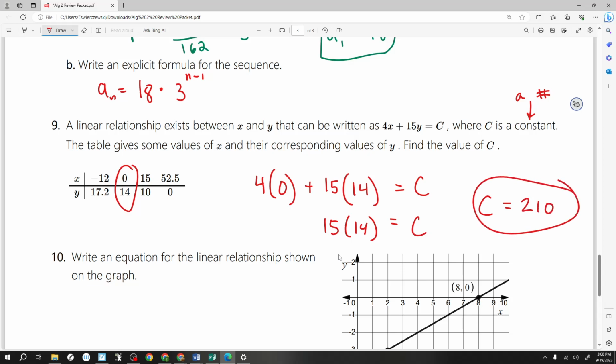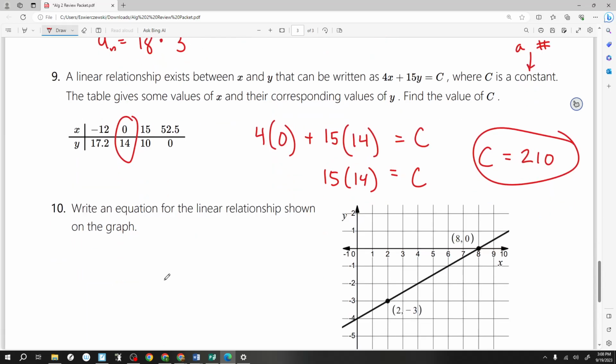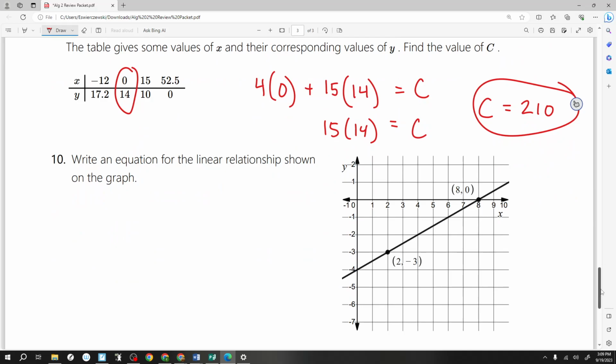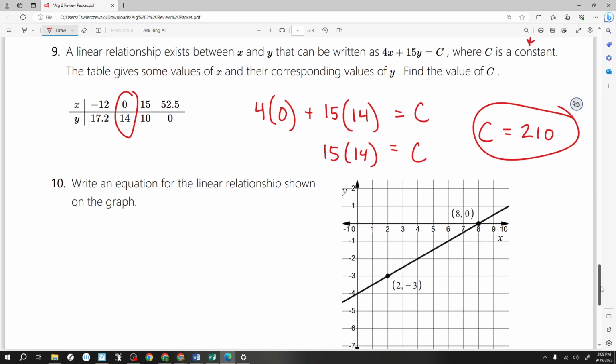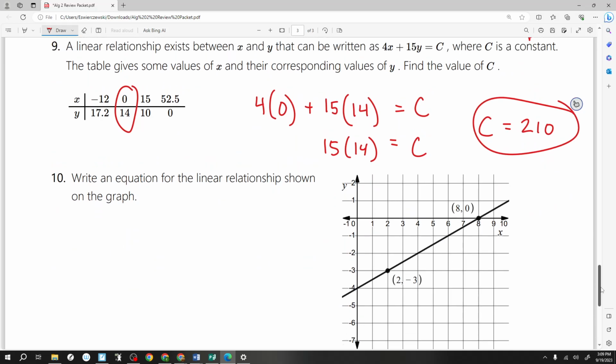I don't think we're going to have a problem like that on the test. Oh my gosh, we have 6 minutes left, and we have one problem. Awesome. Okay, I'm just going to keep going because we don't have much time left.